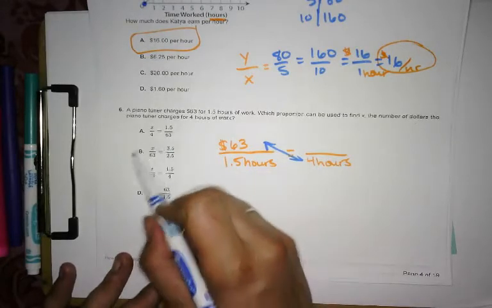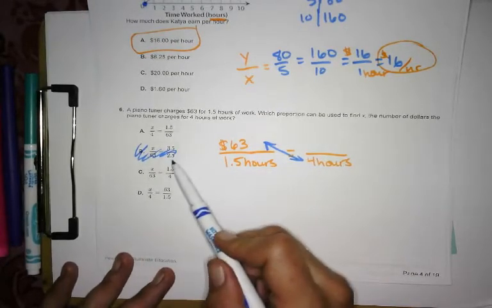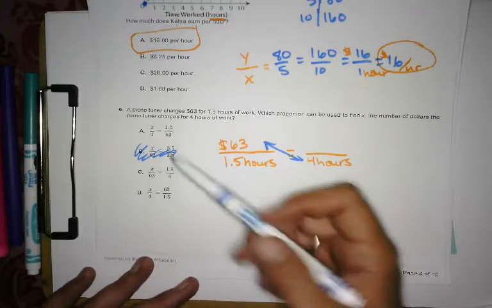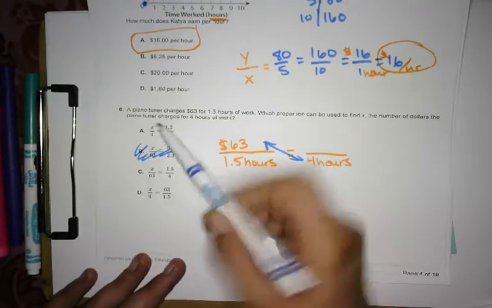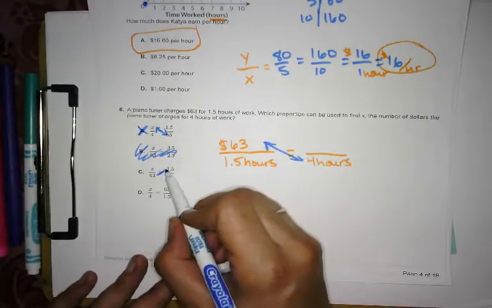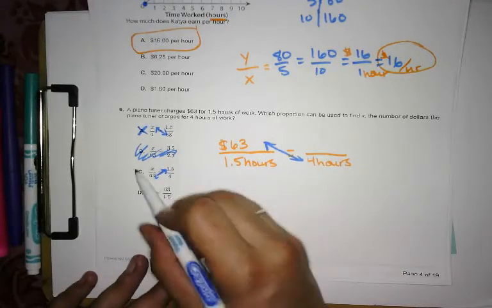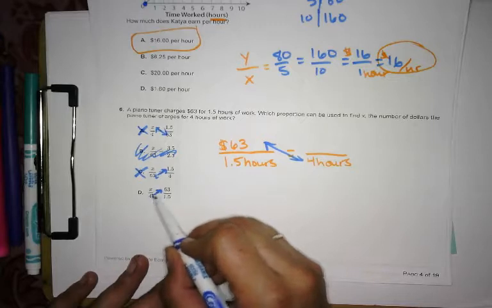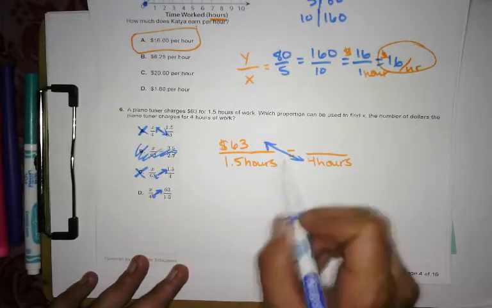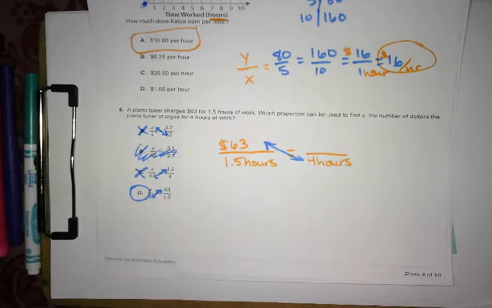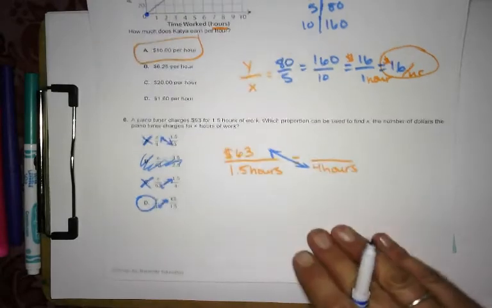So first of all, I can eliminate this answer right away. I don't know why it has 3.5 and 2.5, but that's not even the right numbers. So if I'm looking here, 63 is across from x, so that's not right. And here, 63 is across from 1.5, so that's not right. The only one that has the right combination, 63 and 4 across from each other, like this one, is D. So it has to be D. So the only one that will give me the correct answer is D.